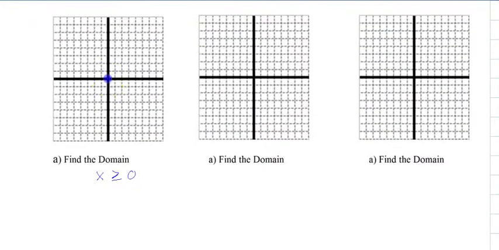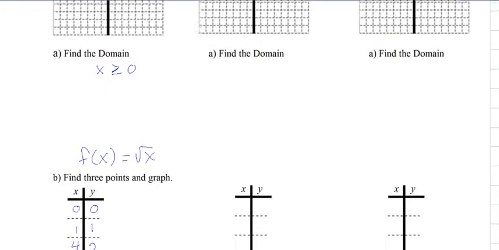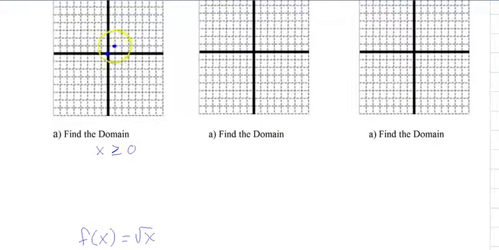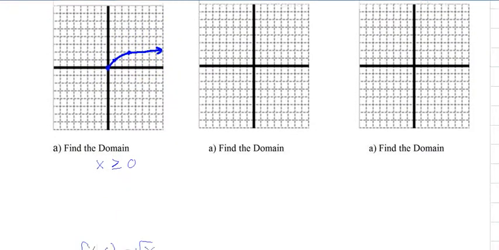So we're going to plot 0, 0, 1, 1, and then 4, 2. And that is the graph of our perfect square. That's what all square roots will look like. They will all have this shape to them. So let's try another.